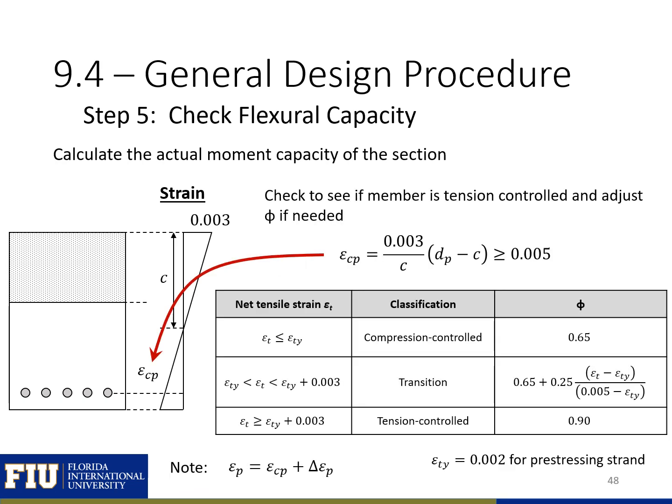As I mentioned on the previous slide, we need to check to see if our section is tension controlled. To do that, we need to find the strain at the centroid of our pre-stressing. So we can calculate that assuming a linear strain profile and top fiber strain of 0.003. And then we can compare the strain in our pre-stressing to our different limits. If we're greater than or equal to 0.005, then we'll be tension controlled, and we can use a phi factor of 0.9. This is typically going to be the case for our pre-stress sections with steel reinforcing or with steel pre-stressing.